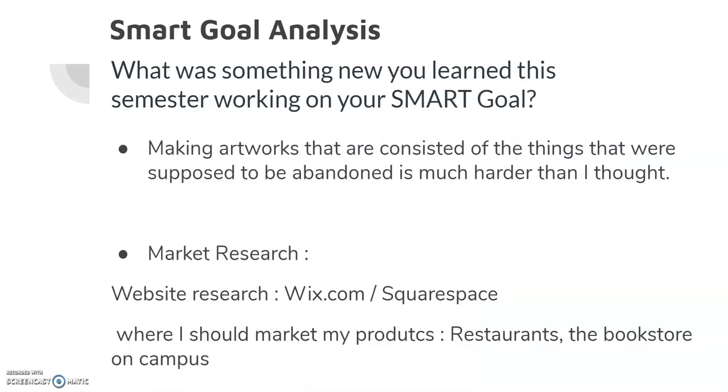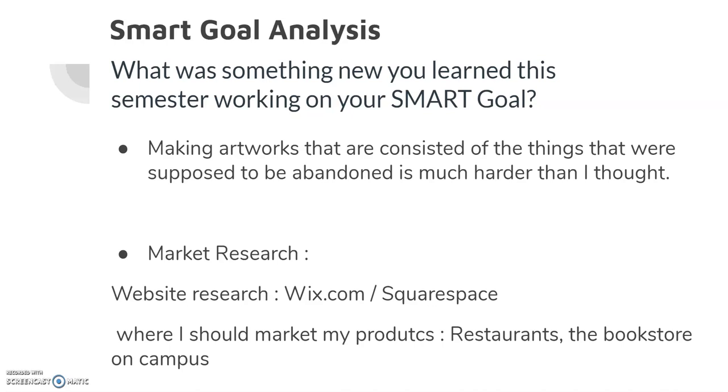And the third question is what was something new you learned this semester working on your SMART goal? There are 2 new things I learned this semester about my SMART goal. The first is making artworks that are made of the things that were supposed to be abandoned is much harder than I thought. So I collected things from give and take, or some people they just threw them away, and I found, oh, this I can use it, so I just collected them.